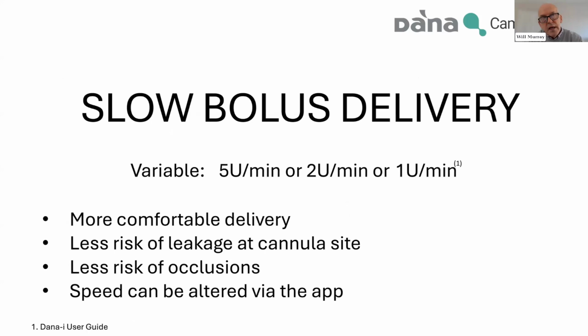As far as thinking again about pregnancy, when the boluses can be 20 or 30 units, the Dana pump delivers the insulin quite slowly. The fastest it goes in is 5 units per minute, but it can be slowed down to 2 or 1. So for those particularly large boluses, the patient has the option of 3 different delivery speeds, which could help with comfort to reduce pain or discomfort during the bolus delivery, less risk of a leak at the cannula site, and certainly less risk of occlusions. And all of that can be done via the CamAPS app.